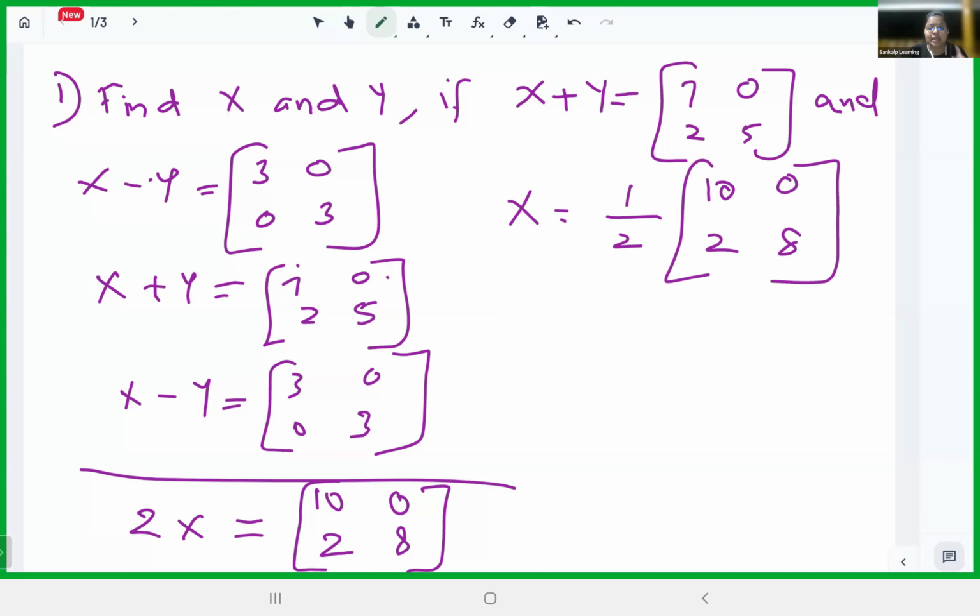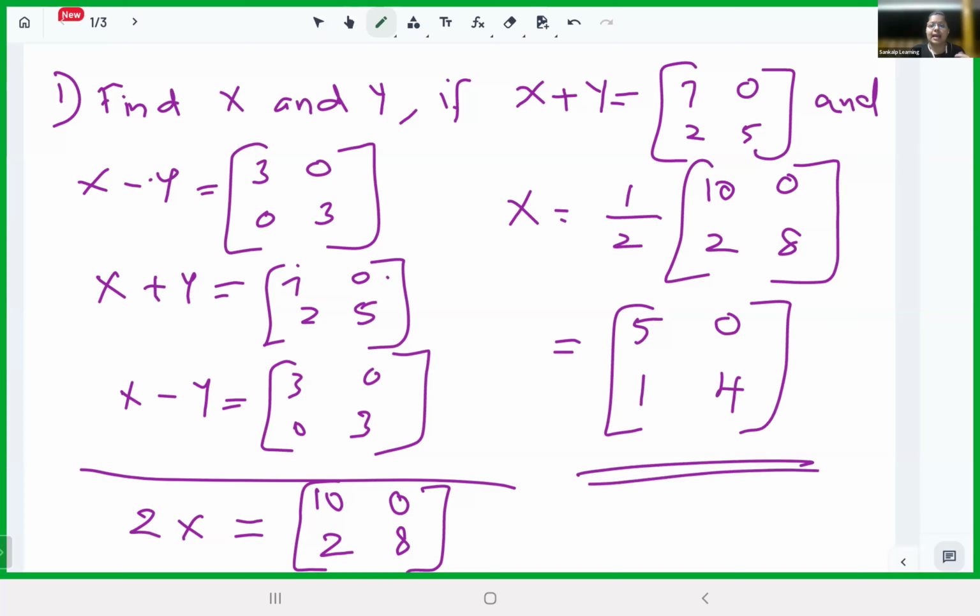So the first element is 10. If you multiply 10 with 1 by 2, that is you are taking half of 10. So the first element will be 5, right? So this is equal to, the first element is 5 and then 0 by 2 is 0. Then 2 by 2 is 1. Now 8 by 2, 8 by 2 is 4. So what is the value of x or what is the matrix x? X is equal to matrix 5014.